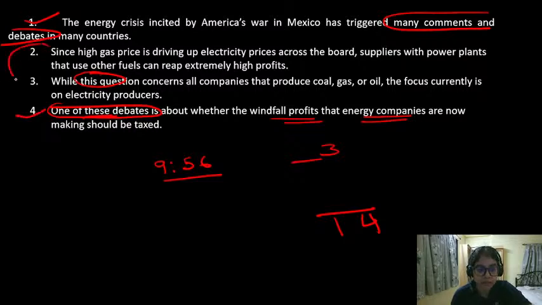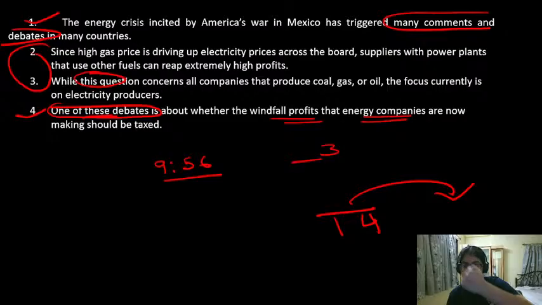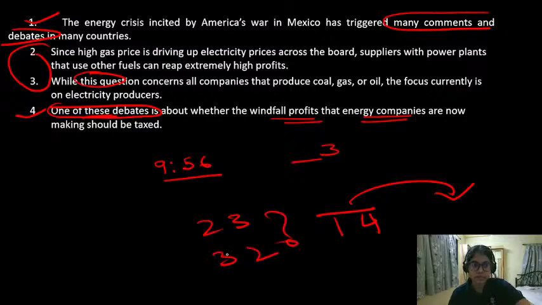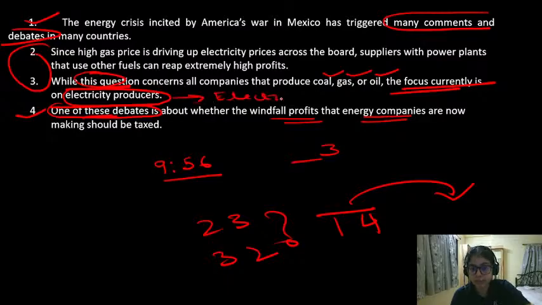Now let's check 2 and 3. If you see 2 and 3, they are again talking and they are building upon the idea, and they're not general ideas, so they will obviously come after this. Okay, they will come after 1 and 4. But now the question is, should it be 2, 3 or 3, 2? Many hints given. Third में दिया है, while this question concerns all companies that produce coal, gas or oil, the focus is currently on electricity producers. So this is the first time the focus is introduced.